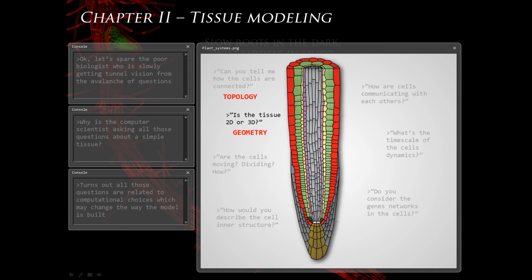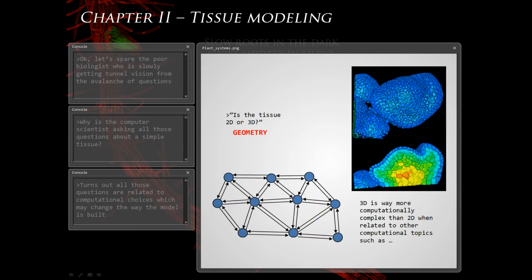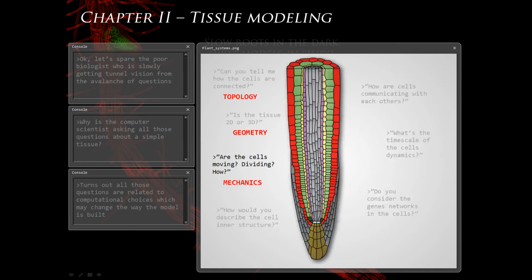Is the tissue 2D or 3D? It's a matter of geometry. Geometry itself is not overly complicated, but you have to take it into perspective with the other computational topics. 3D is way more computationally complex than 2D when it is related to other topics such as mechanics.